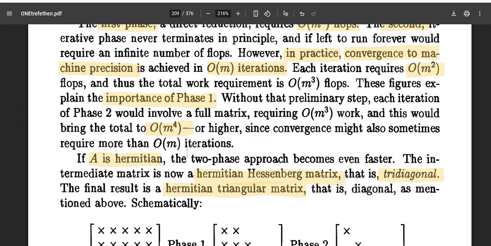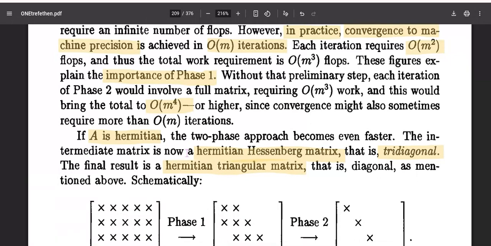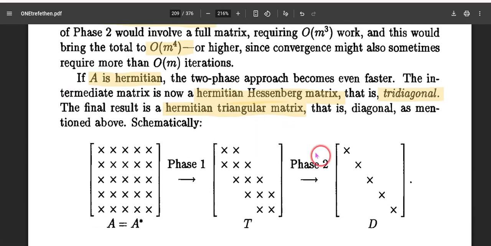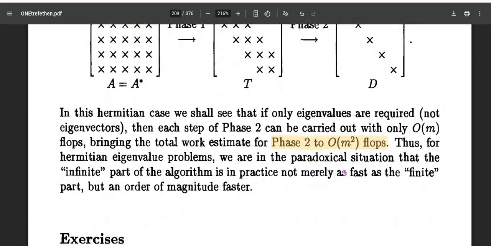One is to convert into a Hessenberg matrix. Then the second stage is to make a sequence of transformations to end up in a triangular matrix. If it is Hermitian, then the Hessenberg matrix will be tridiagonal, and the Hermitian triangular matrix will be a diagonal matrix. Hopefully, we'll see how to compute the Hessenberg matrix and the tridiagonal matrix in the later part of the lecture series. Thank you.